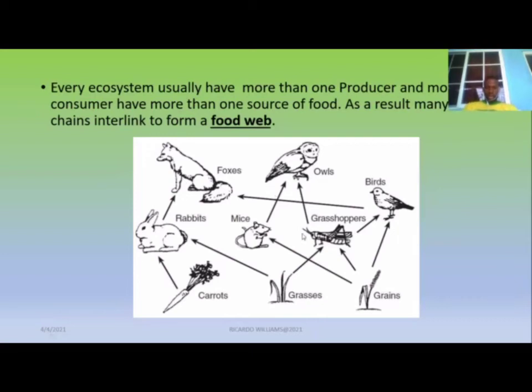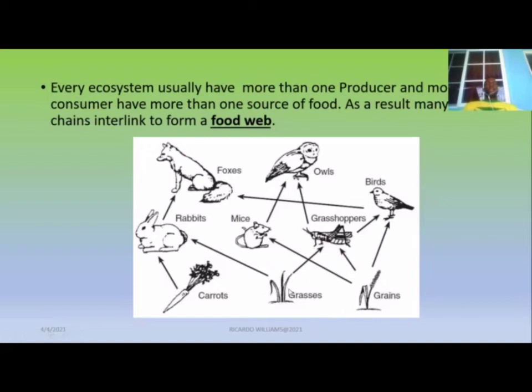So for example, look here, look at the grasshoppers. The grasshopper is eating grains, but it's also eating the grass at the same time. The rabbit is eating carrots, but it's also eating grasses at the same time. So what you're seeing here is that each primary consumer has more than one food source. It's important that you know that, right? So unlike in the food chain where you see one food source for each organism, in the food web, the more realistic view of what is happening in the ecosystem, one animal can have 1, 2 or 3 different food sources.